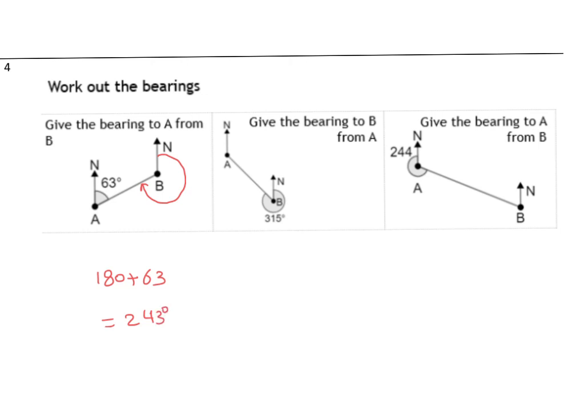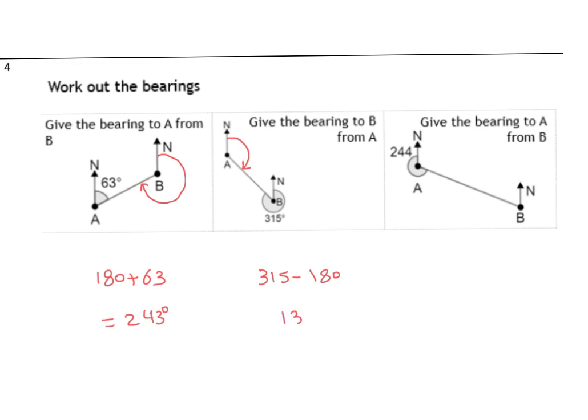Now also, give the bearing B from A. I need B from A, start from the north at A, move clockwise till you reach B. So I need this bearing. How to find this bearing? You have the back bearing, 315 minus 180, which is, what is the answer?